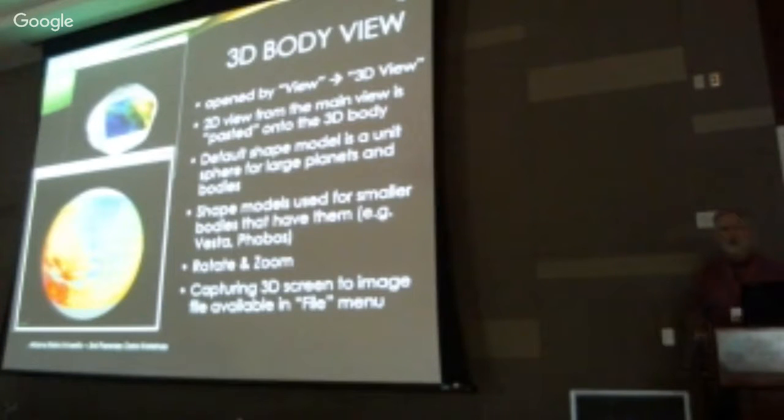If it's a smaller body, and we have a shape model, so we have one for Vesta, Phobos, Ikawa, there's several others, quite a few more, then we actually lay the material right onto that shape model. And we have a way to export that view. You could just do a screen grab, but we also have a way to export that as a file you could use to include in a paper poster.